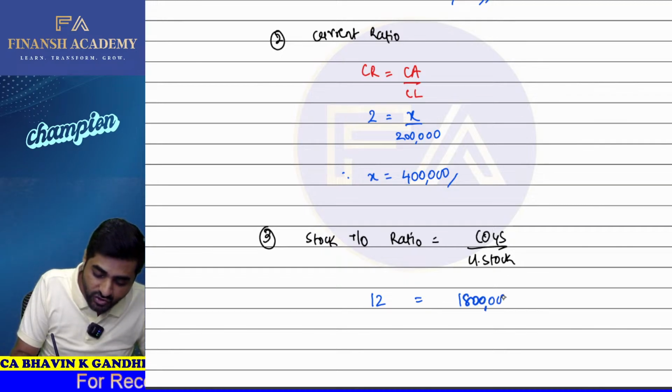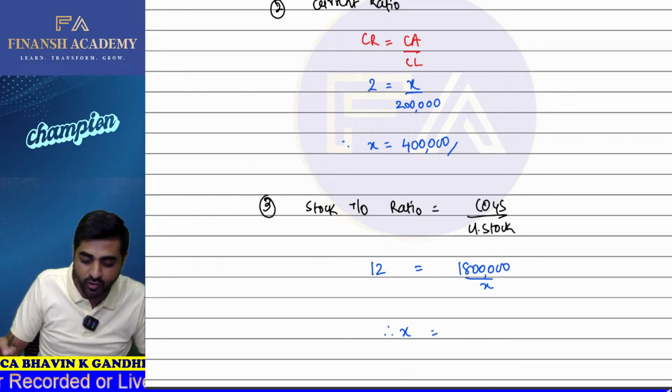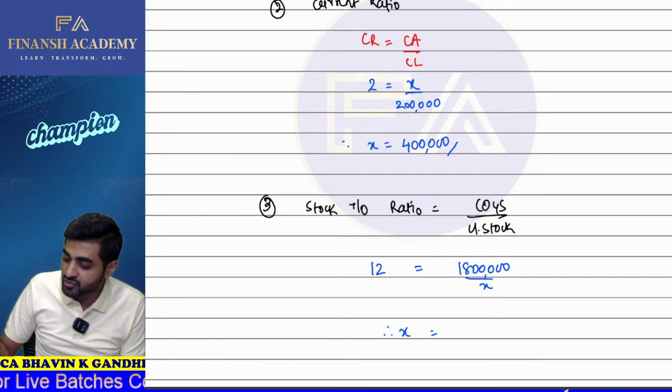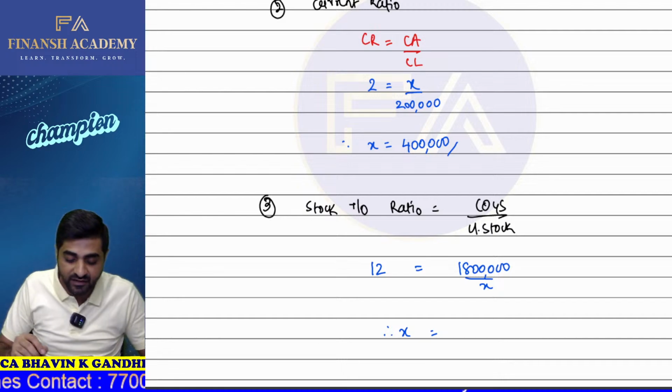And guys, let the closing stock be X. Now this data is sufficient for you to calculate what is going to be your stock amount. So that will be 18 lakhs, divide that by 12. So that will be 1,50,000.